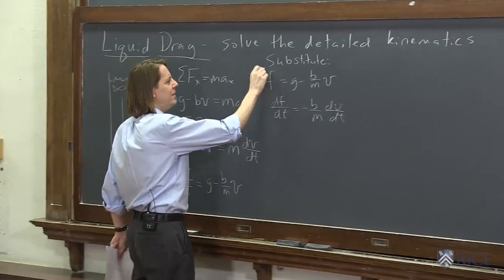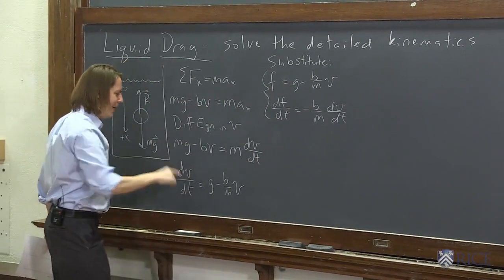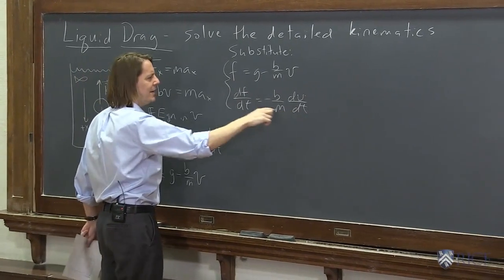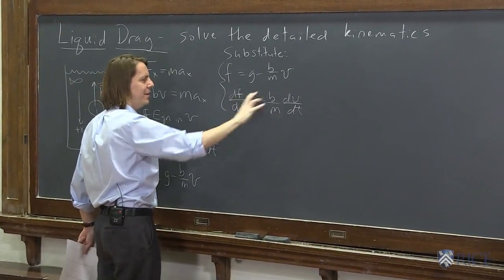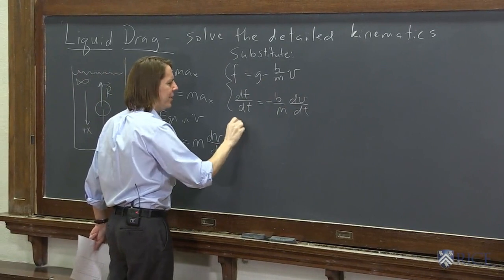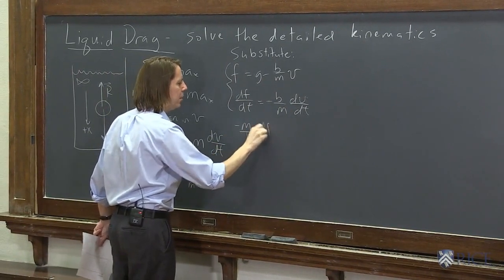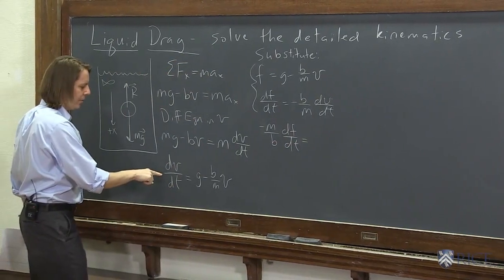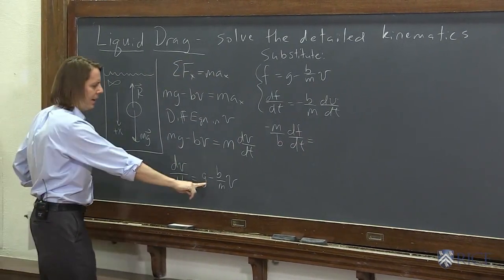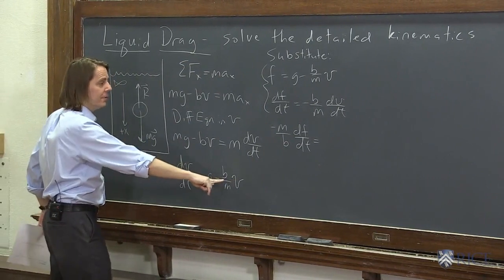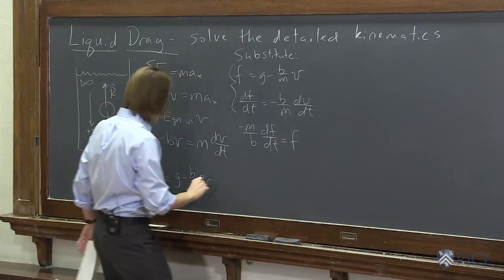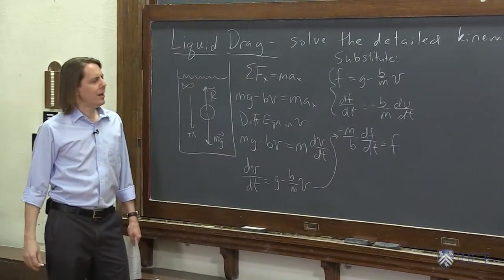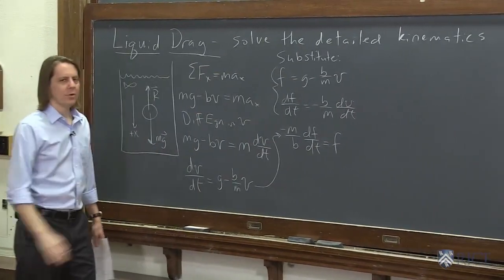So you can use these two substitutions and put them back into here. Right? So, let's see, dv dt is negative m over b df dt. Right? We just solved this for dv dt. So minus m over b df dt. That's the right side here, or the left side. And this side is just f, right? Equals f. So we basically took this and we put it there.